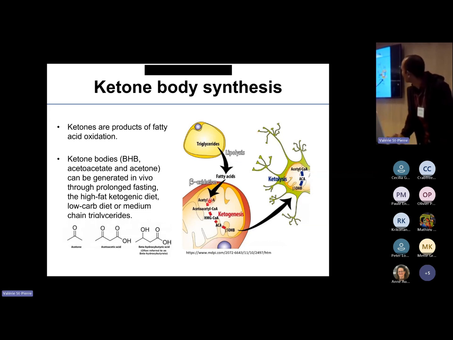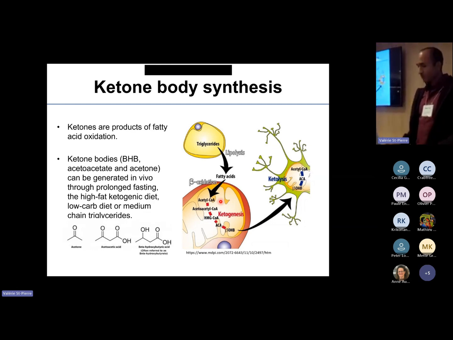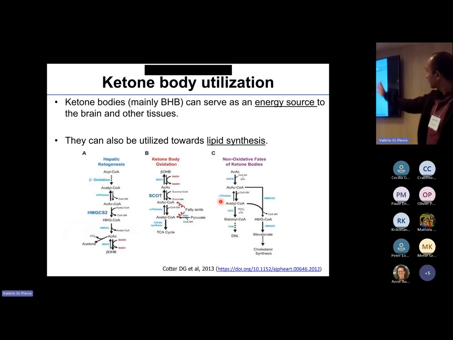Okay, so basically, when you metabolize triglycerides, fatty acids get released. They go into beta oxidation. When that pathway gets saturated, you start producing ketone bodies. So here I'm showing the same pathway to the left, what you saw in the previous slide, but I also want to highlight a couple of things.